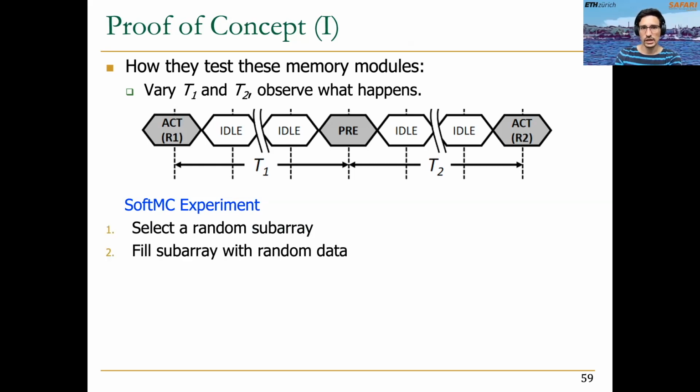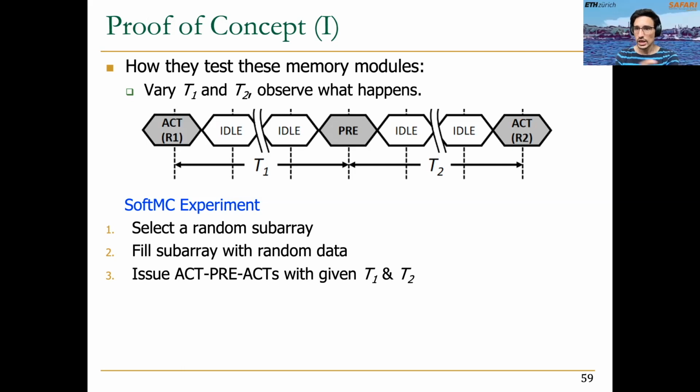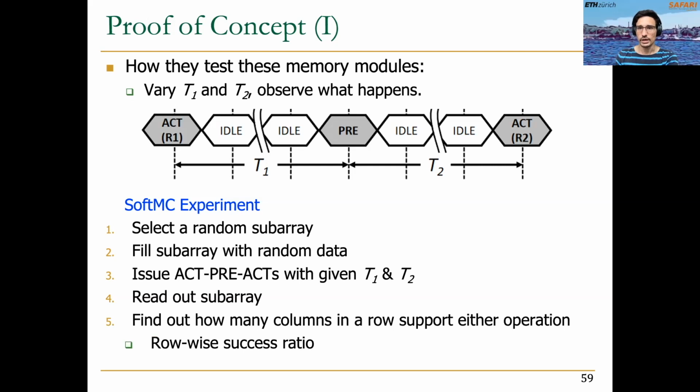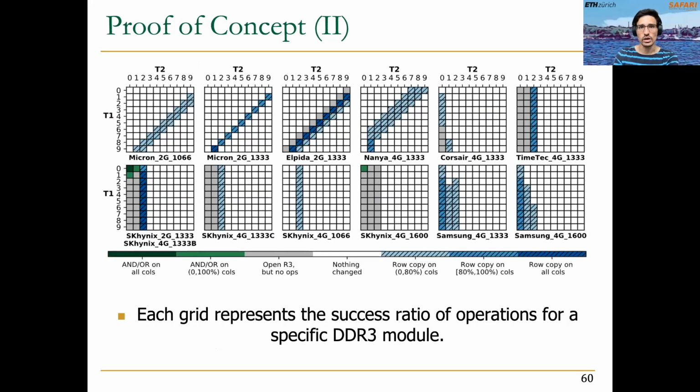First of all, they selected a random subarray, they filled the subarray with random data, then they perform these activate, precharge, activate commands with given latencies of T1 and T2. They play with these latencies and see what happens in the subarray, what happens in the destination rows, whether the copy operation really happened or whether the Ambit logic AND or logic OR operation really happened. And they show in their work their observations.